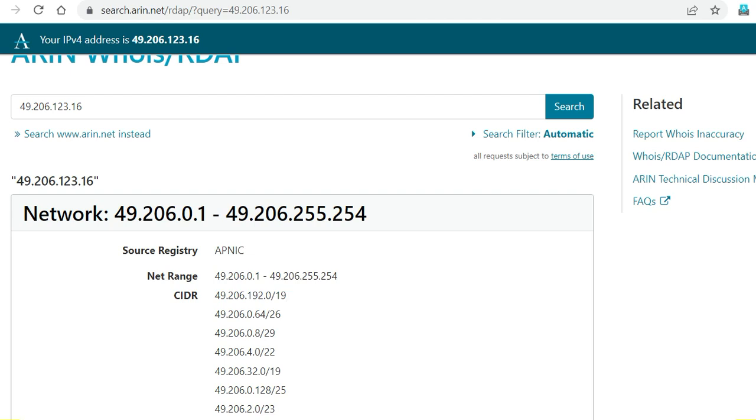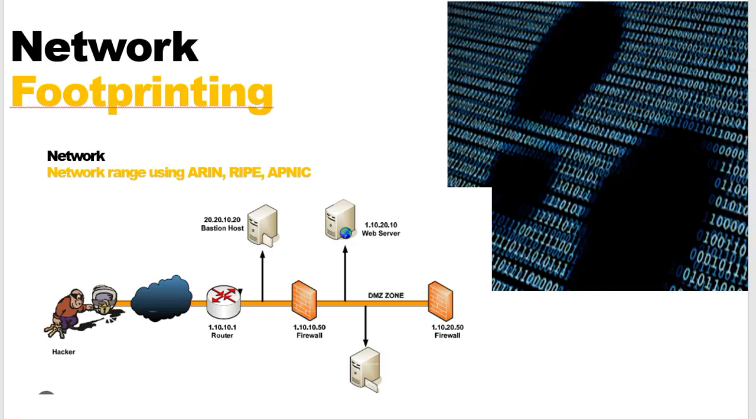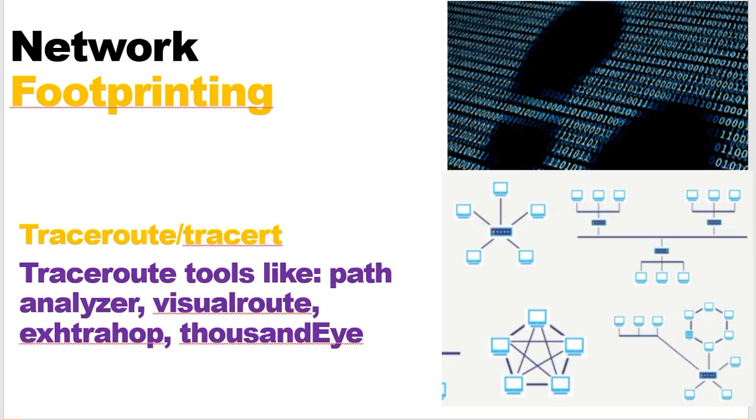The next thing in this section, network footprinting, is that we can use several commands like traceroute to trace down and see the path all the way, what path it is taking to reach the destination. Traceroute and tracert are the same command. Traceroute is used on Linux systems, and tracert is the Windows system command.